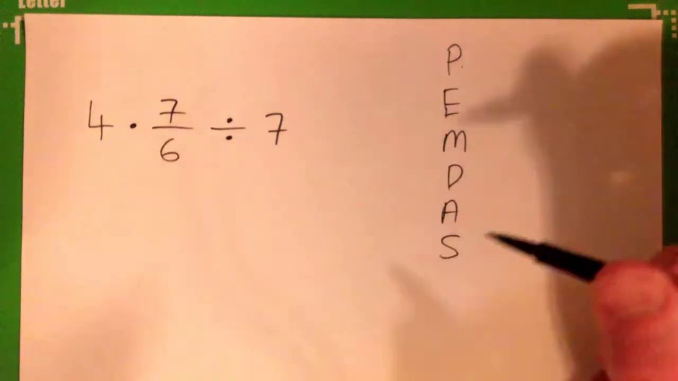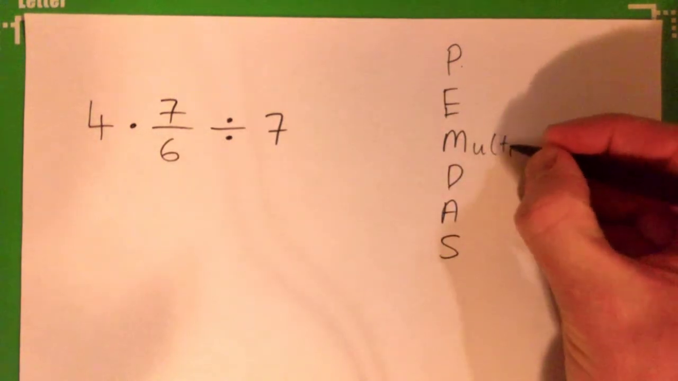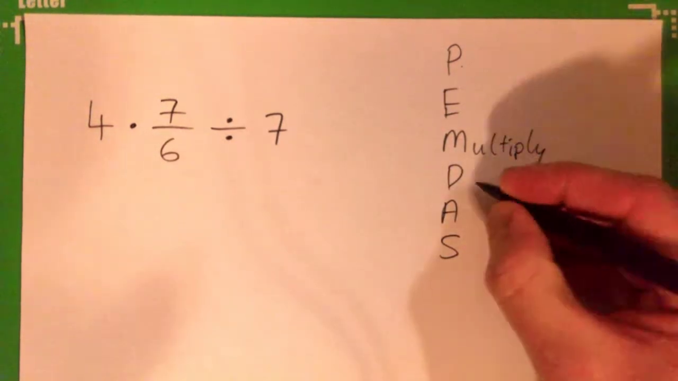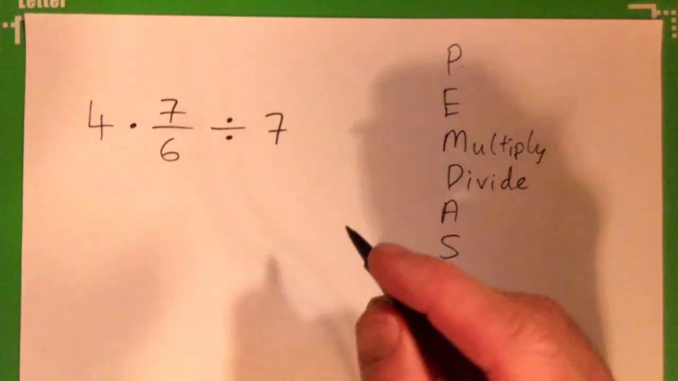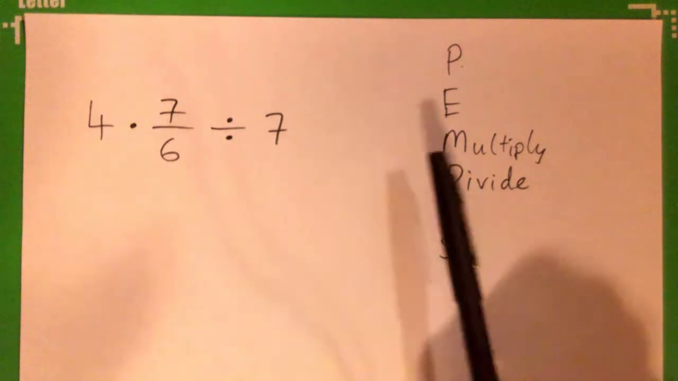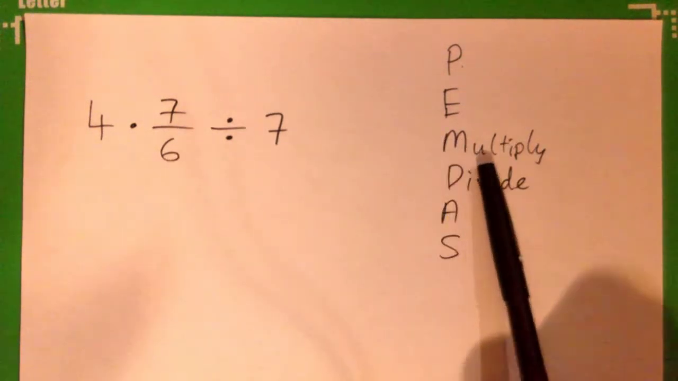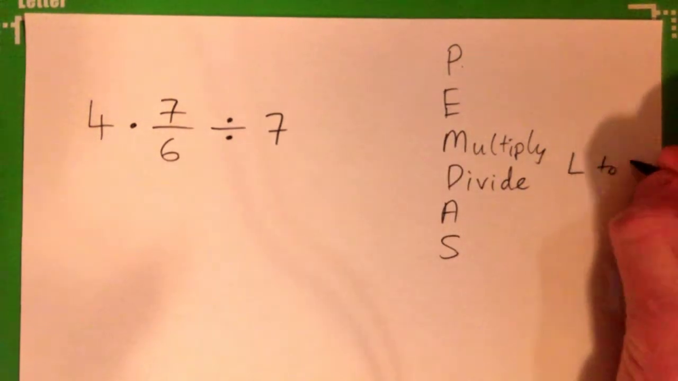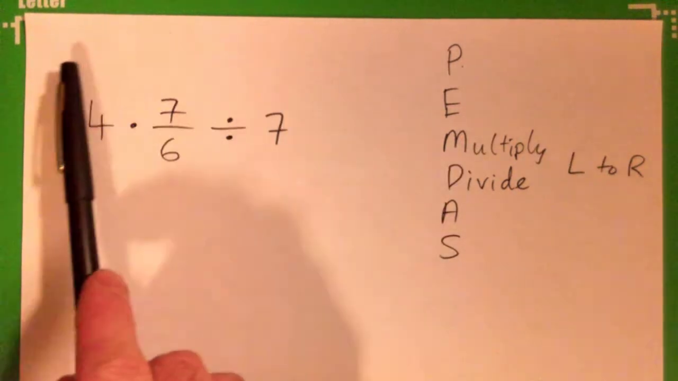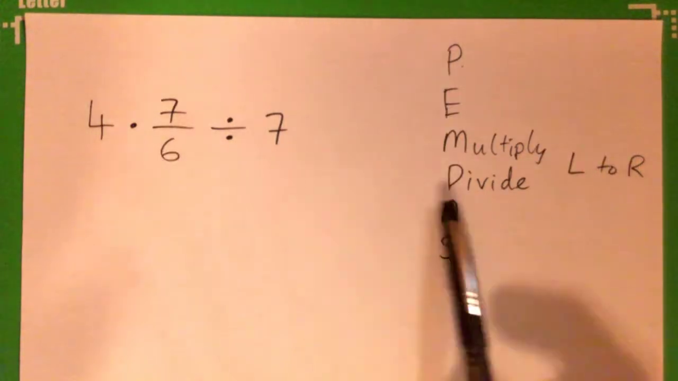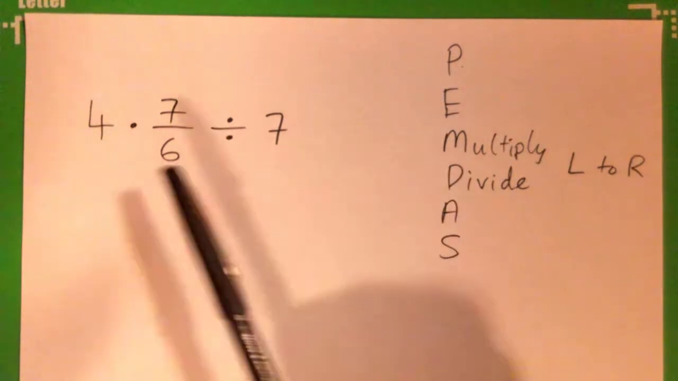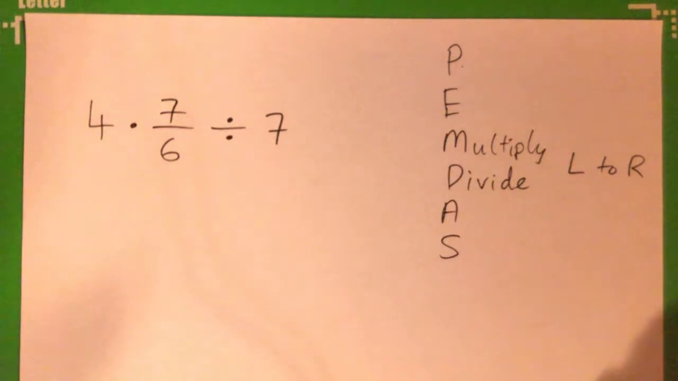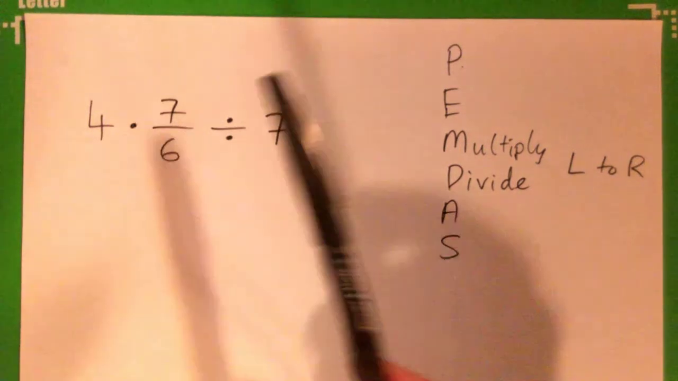Multiply and divide, right? Multiply and then divide. So these are kind of the same order of importance, and we always go from left to right. Multiplication and division are the same order of importance. What should we do first? All right, so you can multiply.